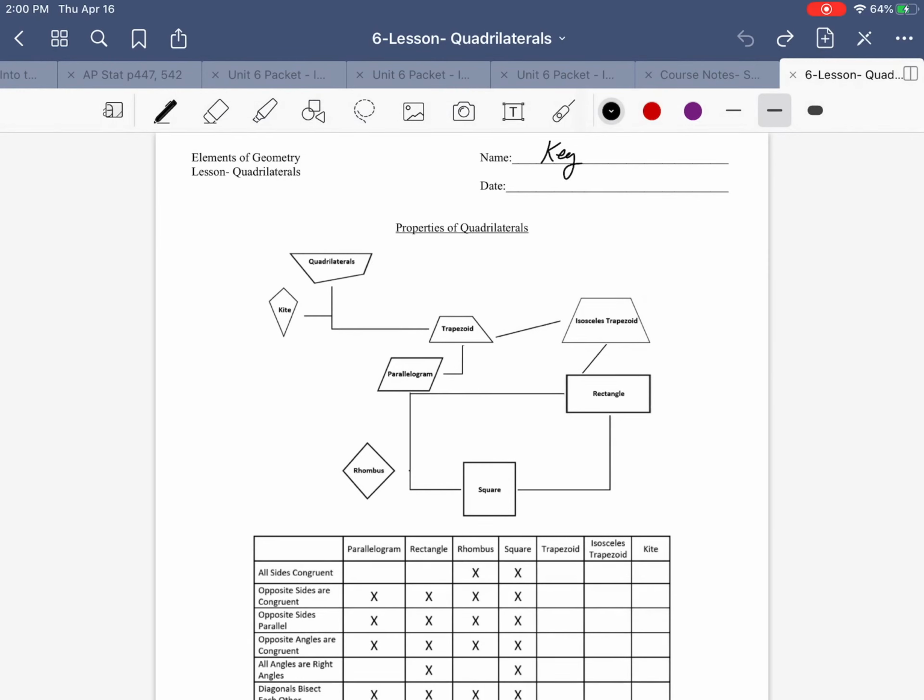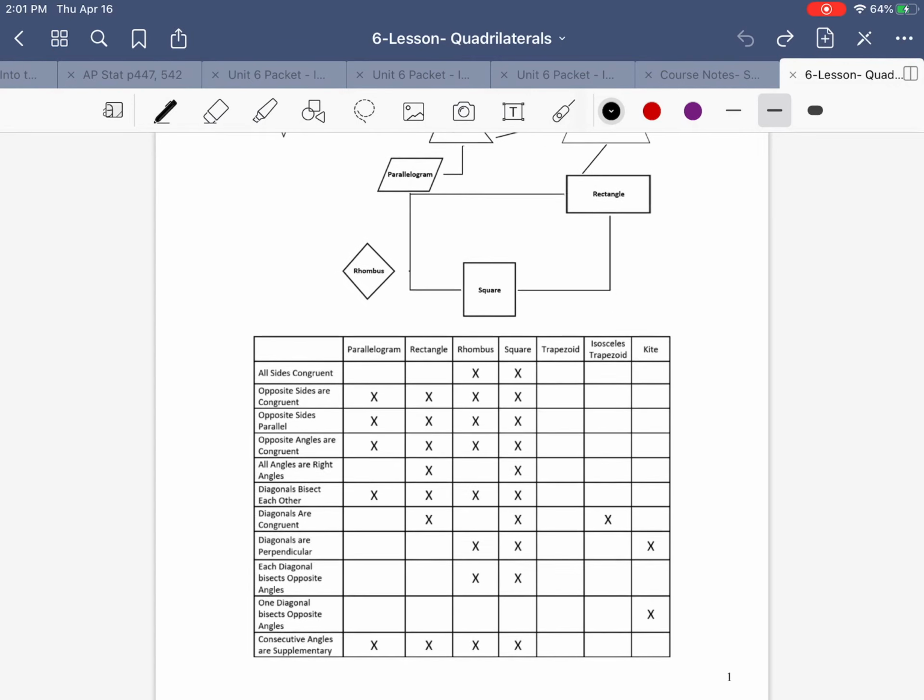So we're looking at a lesson on quadrilaterals, and here you can see that there's a nice little flow chart that talks about the relationships between different quadrilaterals. And yeah, I made it myself, which means that it's probably inherently flawed, but I think it does a decent job of getting the idea across.